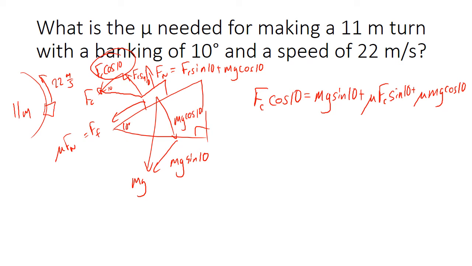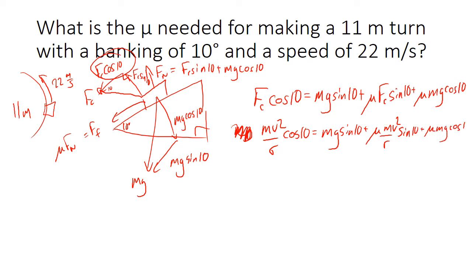Now I guess we can plug in centripetal force here. So we're going to have mv squared over r cosine 10 is equal to mg sine 10 plus mu mv squared over r sine 10 plus mu mg cosine 10. Cross out all the m's. They all go bye-bye.